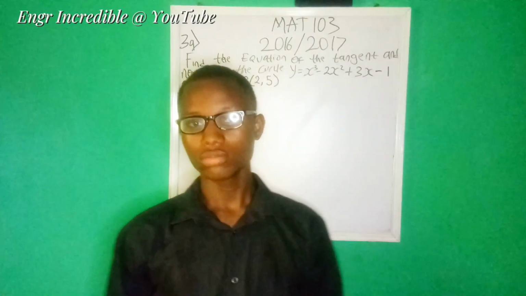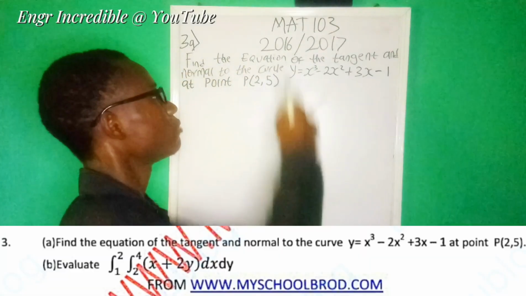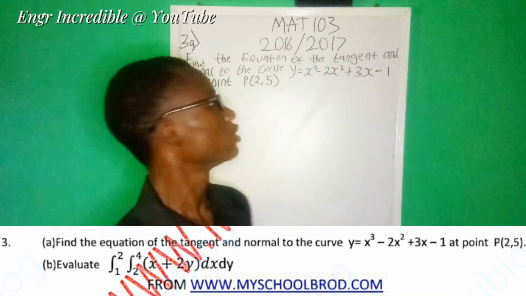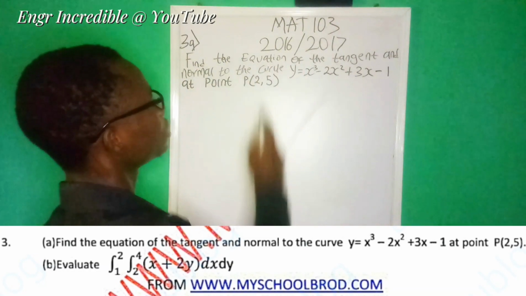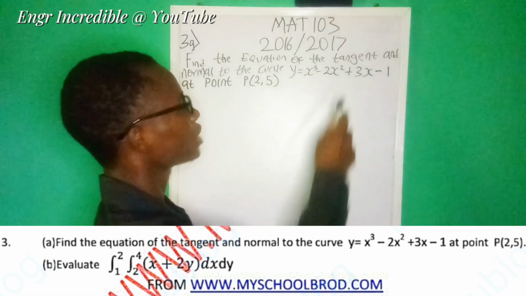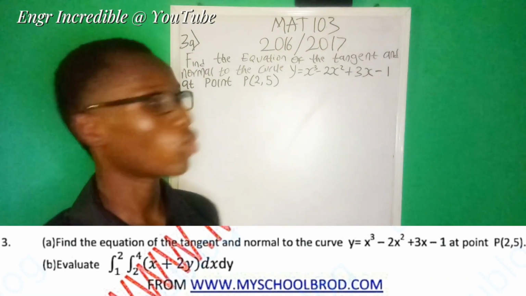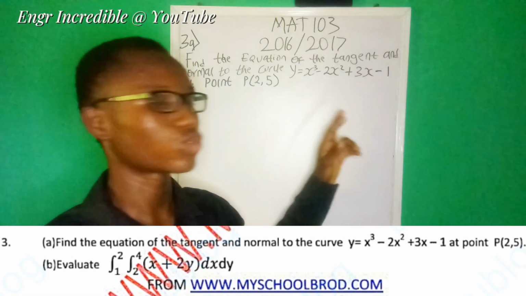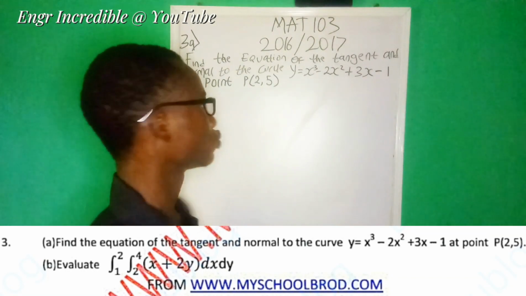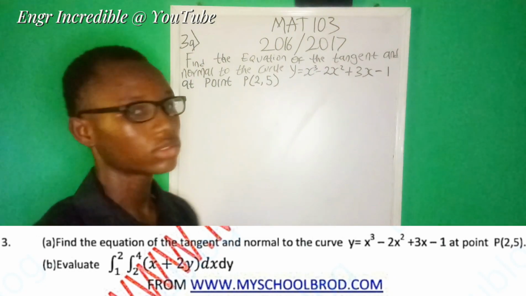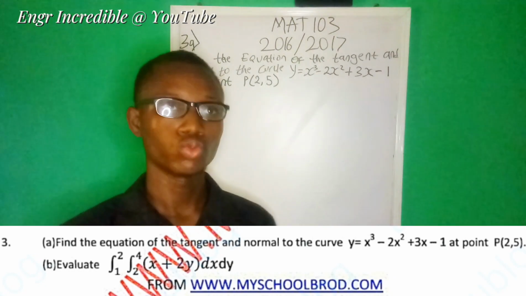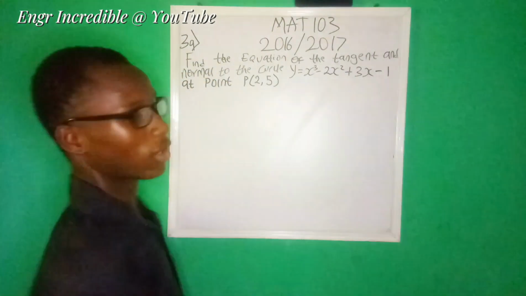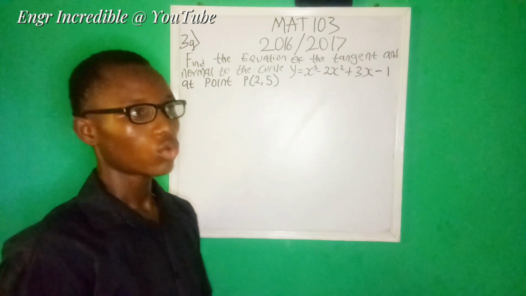So question 3A of the Maths 103, the 2016-2017 version, states: find the equation of the tangent and the normal to the curve y is equal to x cubed minus 2x squared plus 3x minus 1 at the point P, which is (2, 5). So what are we going to do here?